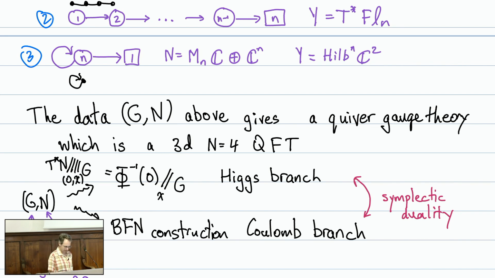And these two things, the Higgs branch and the Coulomb branch, in the best case scenarios, which is what I'm going to be talking about in this talk, both of them are symplectic resolutions. And the relation between the two of them is called symplectic duality. So symplectic duality is like a whole package of stuff relating these two spaces, which I'm not really going to get into, but you can look here if you're interested. Okay. Any questions? Yeah?